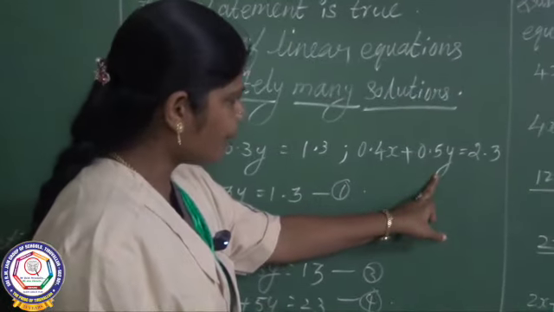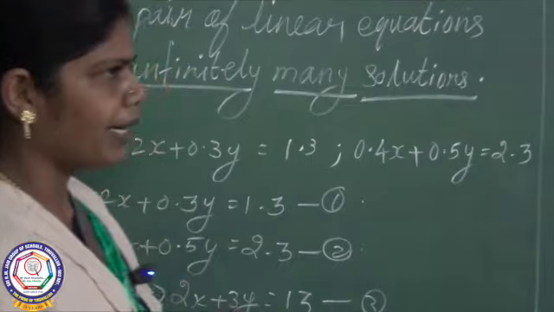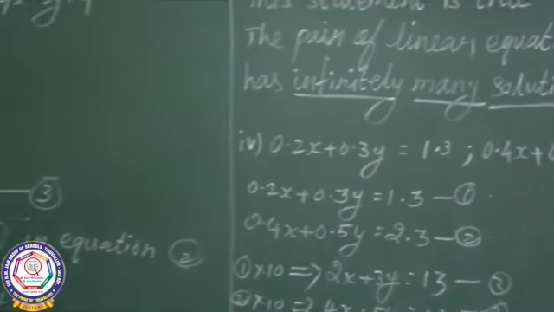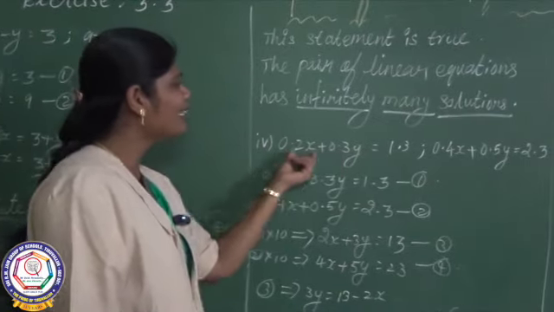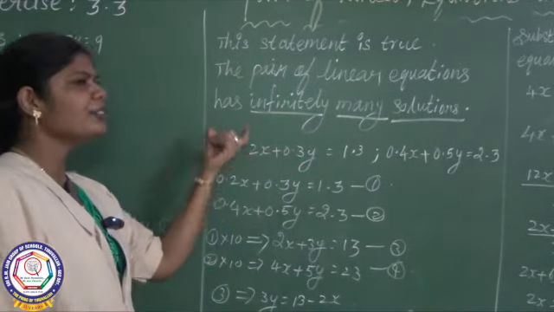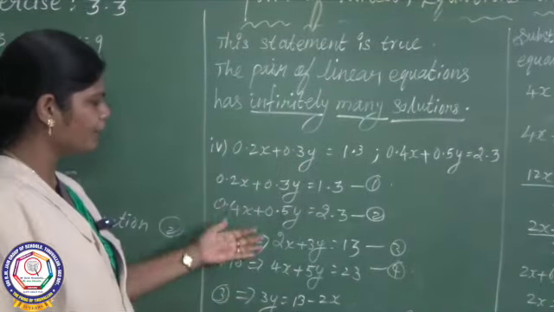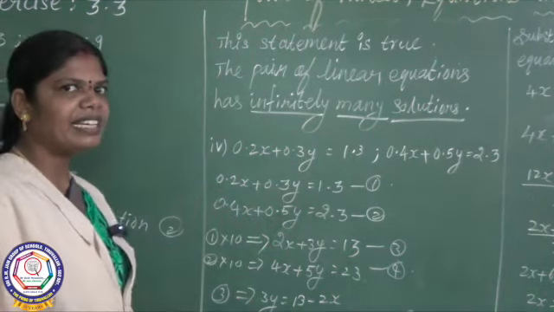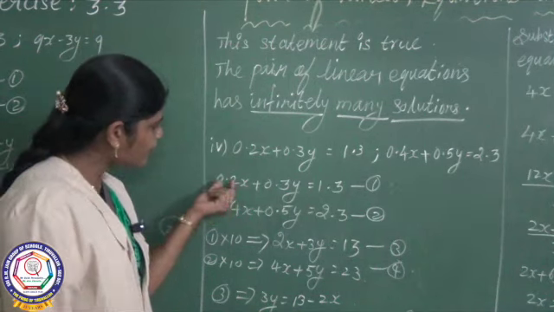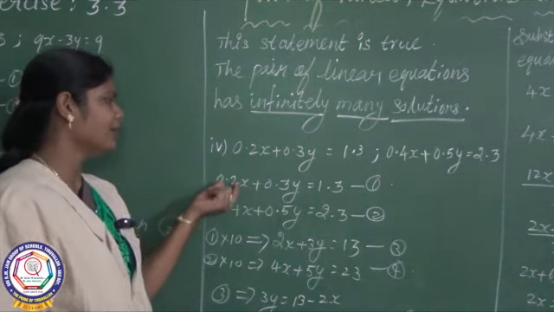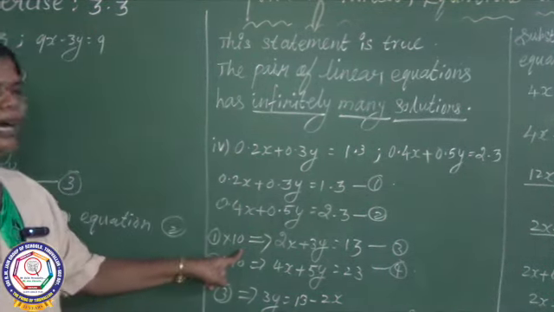0.4x plus 0.5y equal to 2.3. Before, the equations had whole numbers, but in these equations they have given decimal numbers. So first you convert them into whole numbers, after that you solve. It is very easy to solve this. The first equation has only one decimal, so you have to multiply by 10.